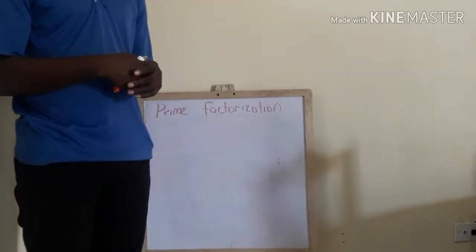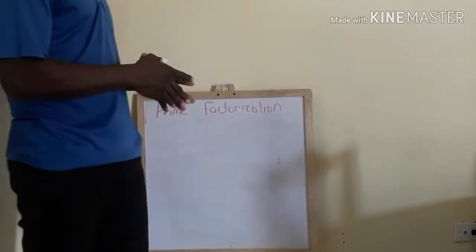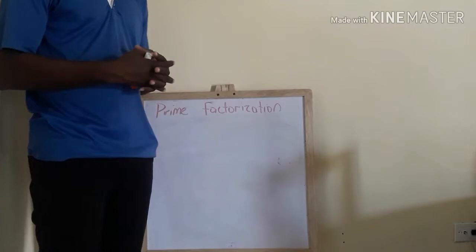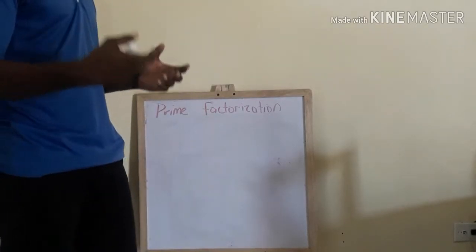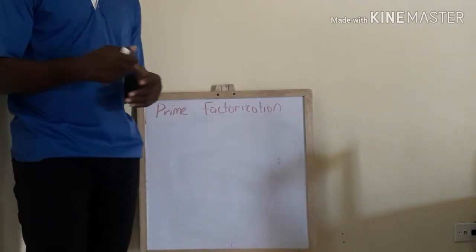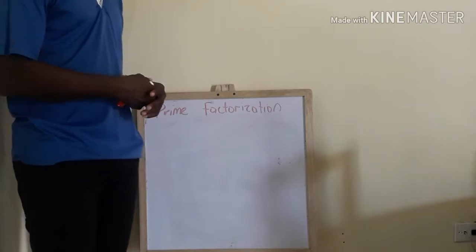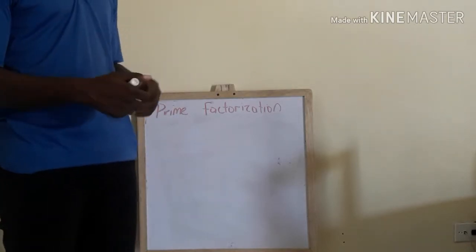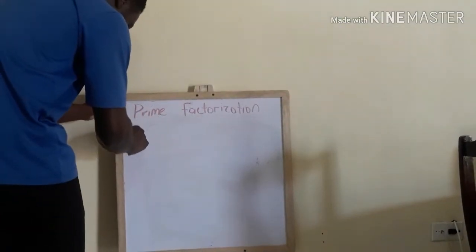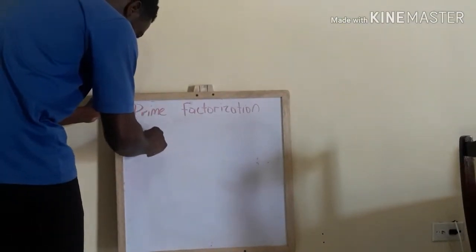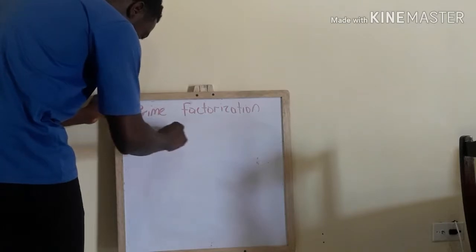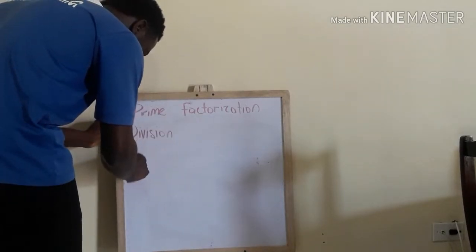To start it off, we'll have to talk about prime factorization. It's one of the first lessons and it's kind of a revision lesson. It should be a revision lesson in class, but I wanted to get it done. Really and truly, there are two methods: the division method and the factorization tree.